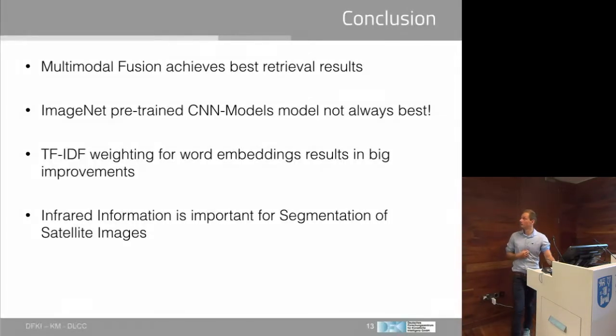Our main conclusions of this approach: first of all, multimodal fusion turned out to achieve the best results. Not all ImageNet pre-trained models are best to apply, so sometimes it makes sense to look at different domains and how they were trained on which data set. TF-IDF weighting on word embeddings also gave us big improvements for this metadata retrieval task. And finally, infrared information is also quite important for our segmentation network. That's it.